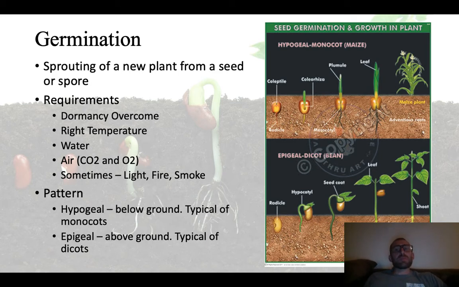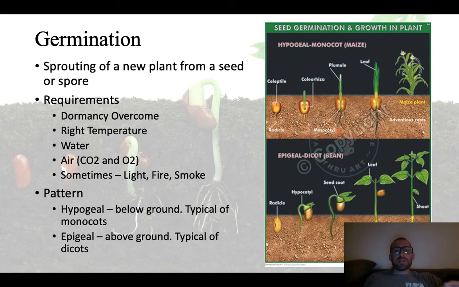But when I talk about germination, what I'm talking about is the sprouting of a new plant from a seed or a spore. In this case, we're just looking at seeds, but it would work for our spore-producing plants as well. Now, for germination to occur, there are a number of requirements. The dormancy of the seed must be overcome. We need certain environmental requirements, such as the right temperature, water, air. Sometimes there are some other requirements as well. We're going to get into more of that later on in this course.